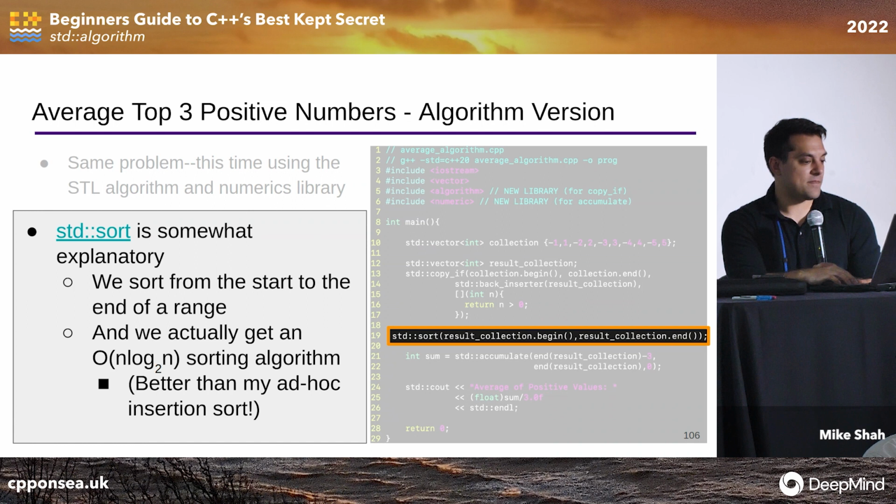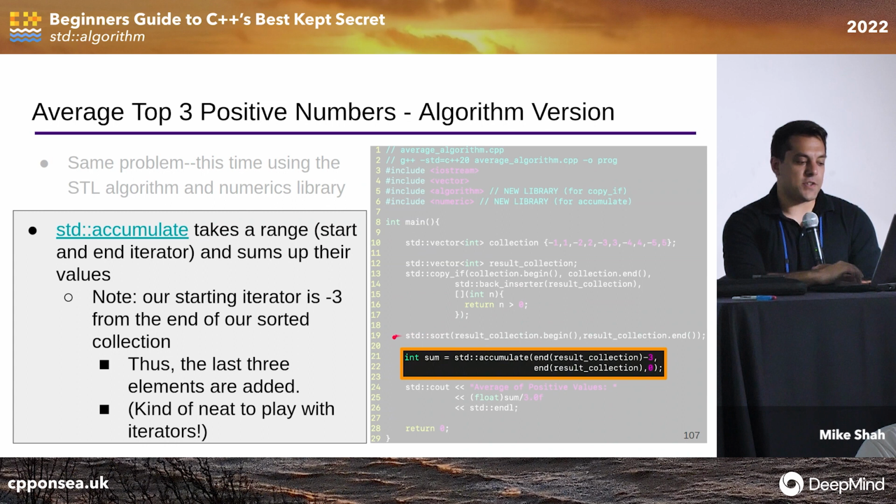And now we also have another interesting function here in standard algorithm called accumulate. I'll give us a moment to look at this, but as the name implies, we're going to be taking some sum of elements. From our result collection, that's the first parameter, the beginning and the end of our range, and our starting value. We're going to start from zero.